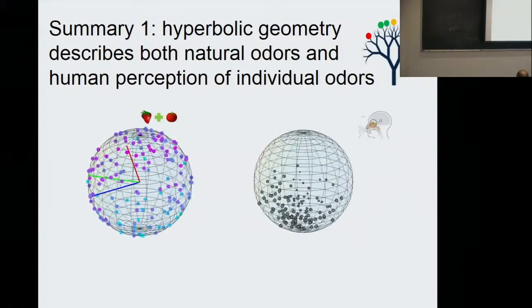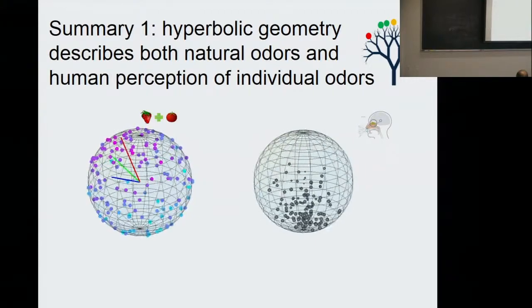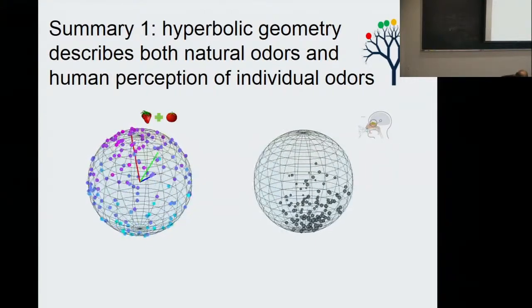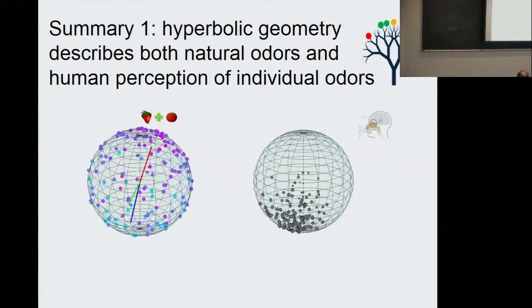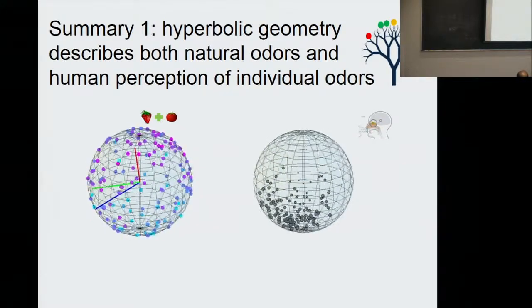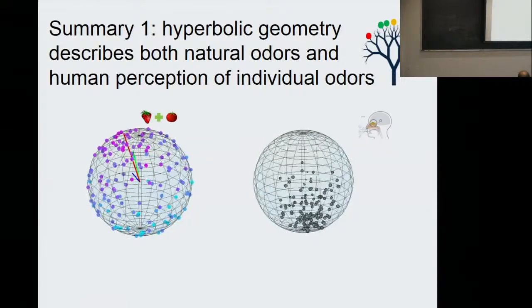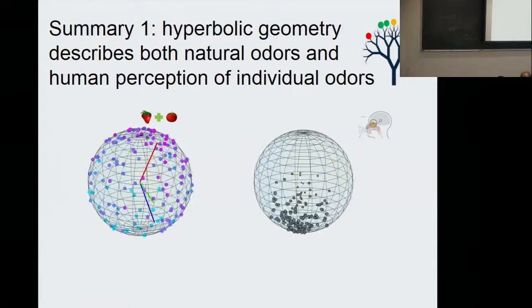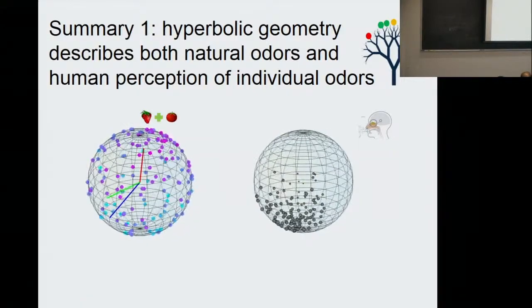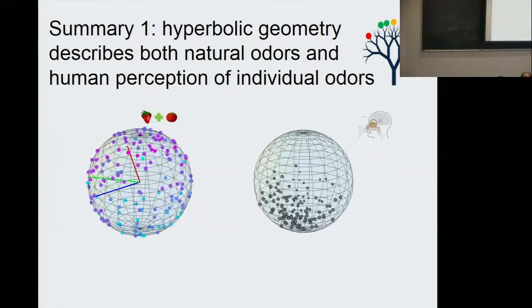But the difference with the natural odors is that the points are now both within the space and outside it. It's now a filled space. And in this case, the size of the circle represents its radius. So the bigger points are on the outside, and the inner points are smaller on the inside.